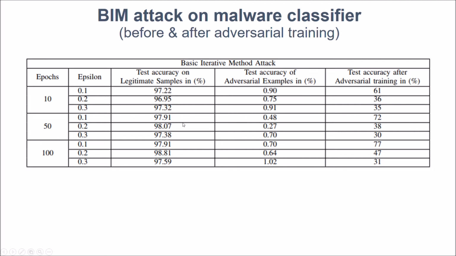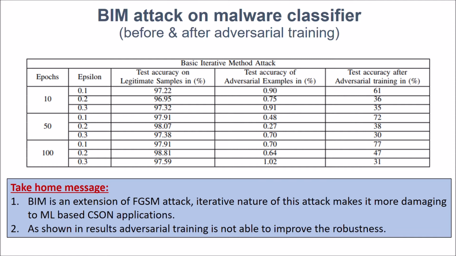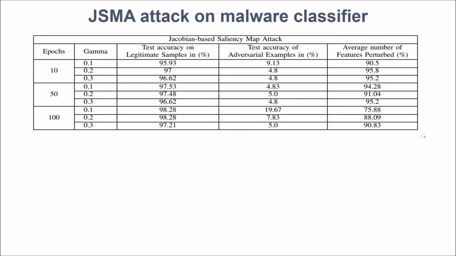still the loss in accuracy from before and after the adversarial training is like 20 to 30%, as described in column 3 and column 5. So the difference between each column is like 25%, which is not acceptable. So the take-home message from this slide is that BIM is an extension of the FGSM attack. The iterative nature of these attacks makes them more damaging to ML-based CSON applications. And as shown in the results, adversarial training is not able to improve the robustness of this classifier.